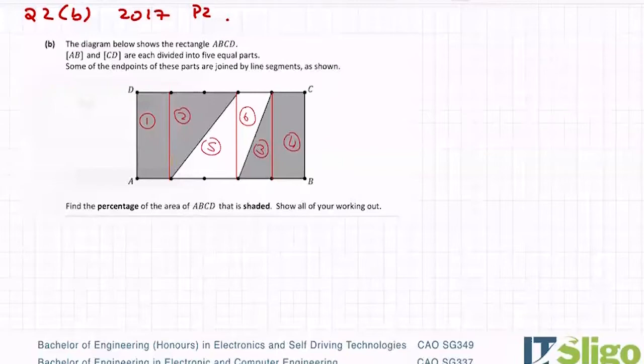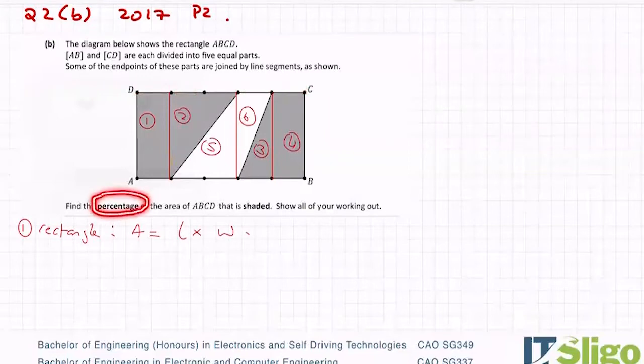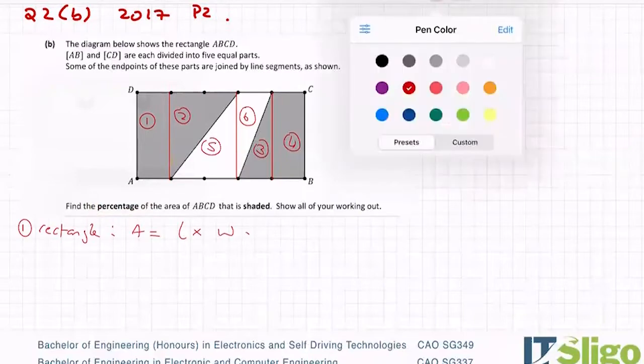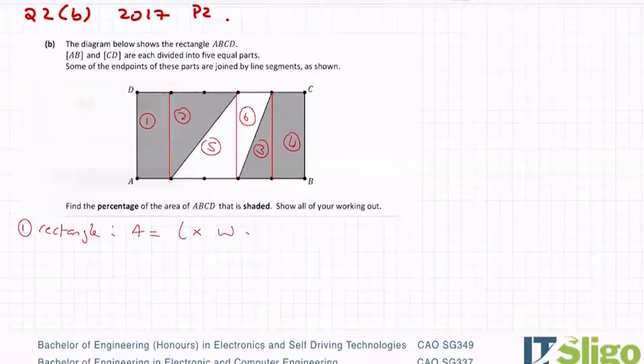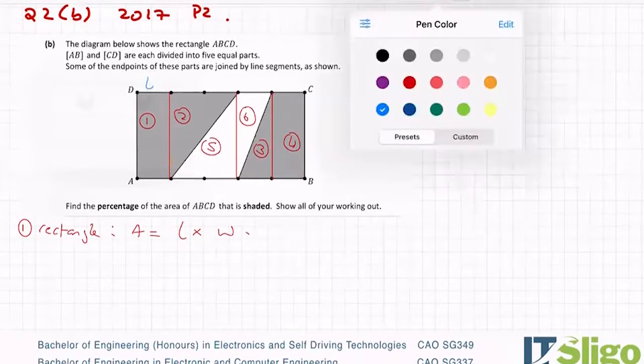So let's talk about shape 1. It's a rectangle, so its area is length by width. We don't know what width any of these are. It doesn't really matter because we're talking about percentage. So I'm going to call it a letter. W, W for width, or L, L for length. Length by width.